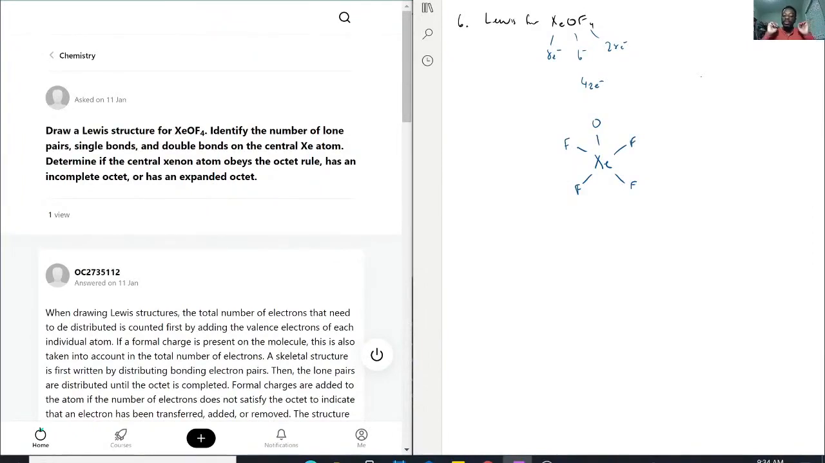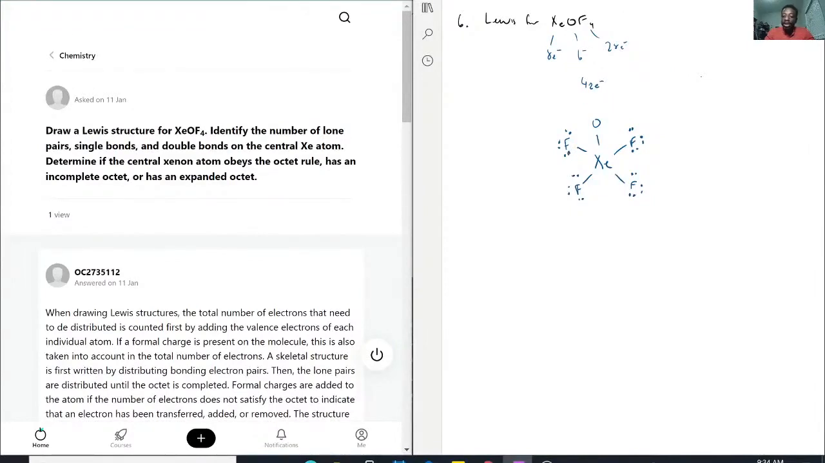Now, fluorine is currently sharing one of its 7 electrons, so we're going to fill out this octet first. It's the easiest one so far. 3, 4, 5, 6. Well, that's 6 of the 7, so we're good. And the same thing here. 2, 3, 4, 5, 6, 7. And again for the other fluorines. So we're done with that part.